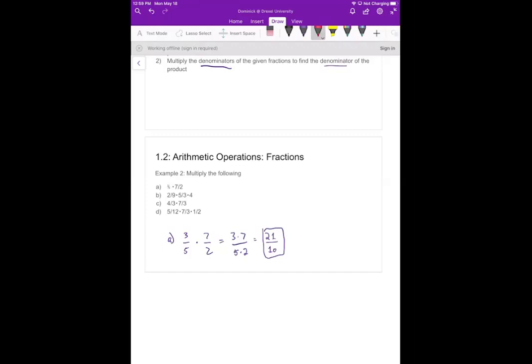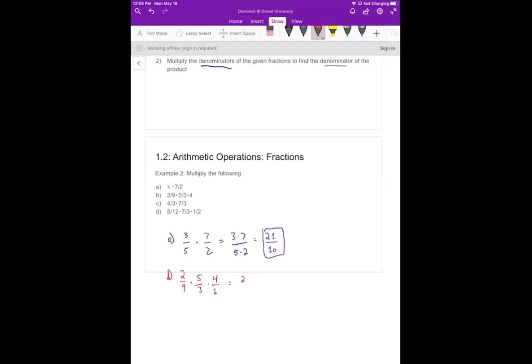All right, for part B, we have 2 over 9 times 5 over 3 times 4. All right, now this is a little bit odd because we have fractions and whole numbers here. Now if that happens, you just want to make every number into a fraction. Right, how do you make 4 a fraction? You put it over 1.